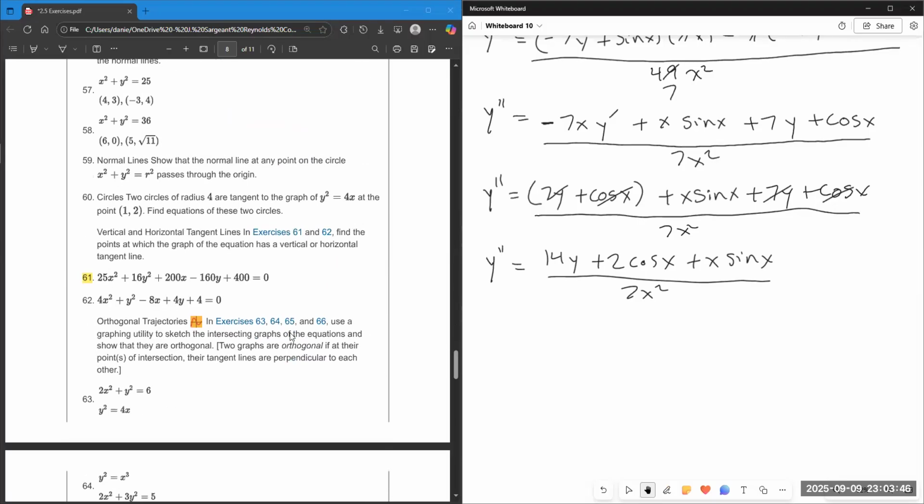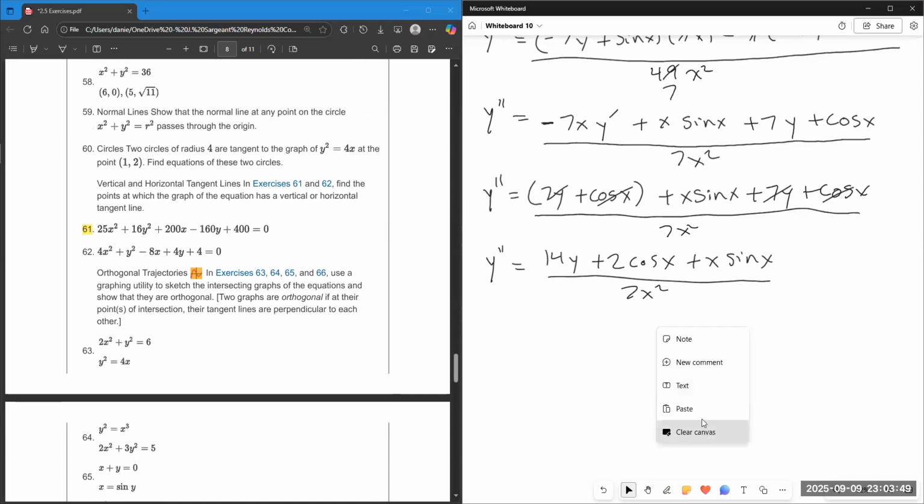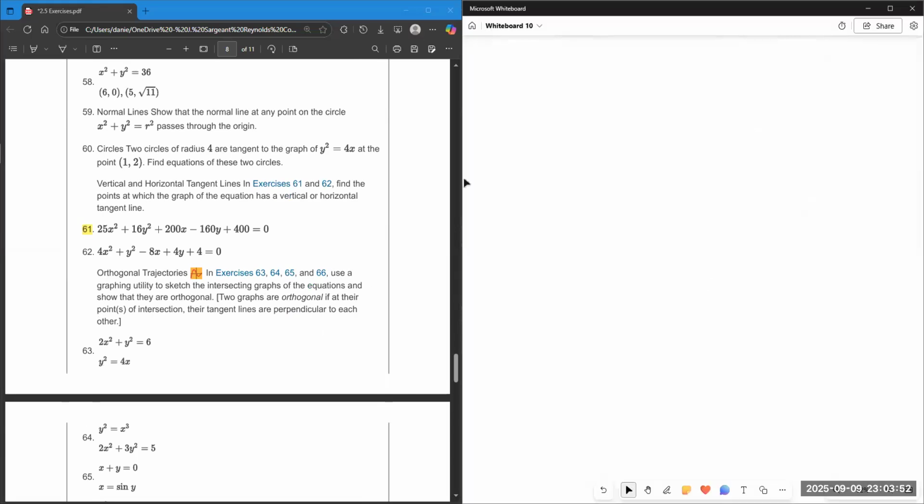Final problem for this video will be number 61. We're told to find the vertical and horizontal tangent lines and where they occur. So the points at which the graph of the equation has vertical and horizontal tangent lines. So 61 is 25x squared plus 16y squared plus 200x minus 160y plus 400 equals 0.